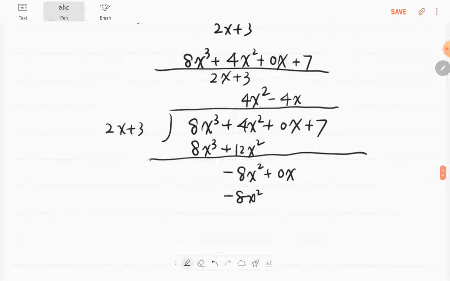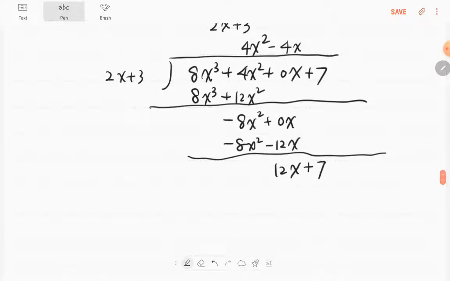Negative 4x times 3. So we will still need to do the subtraction, the top minus the bottom. So 0 minus negative 12, just like 0 plus positive. So we will get 12x. Then we copy down the last term. Each time we copy down one more term, okay? So here, we only check 12x. Which one times 2x we will get 12x? Of course, it's 6, right? 6 times 2x, we will get 12x.